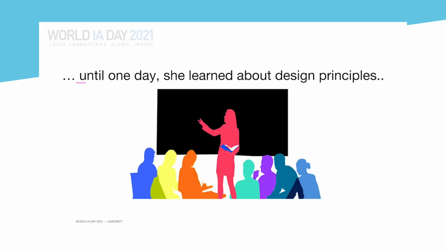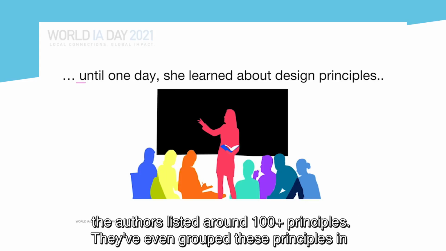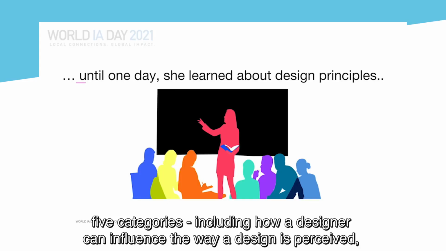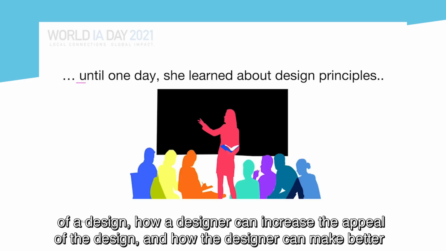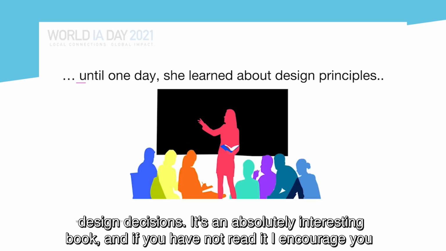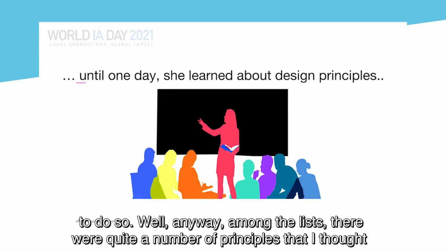And in that book, the authors listed around 100 plus principles. And they've even grouped these principles in 5 categories, including how a designer can influence the way a design is perceived, how the designer can help people learn from a design, how the designer can enhance the usability of a design, how a designer can increase the appeal of a design, and how the designer can make better design decisions. It's an absolutely interesting book, and if you have not read it, I encourage you to do so.